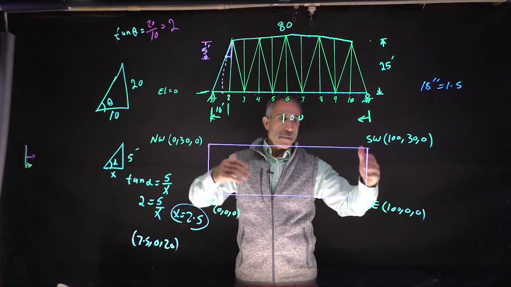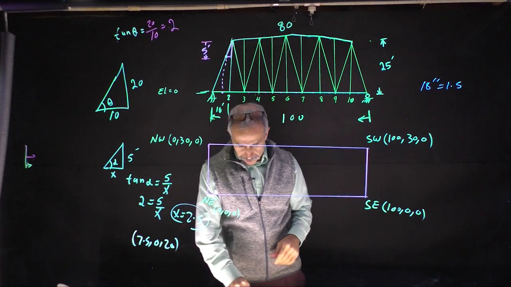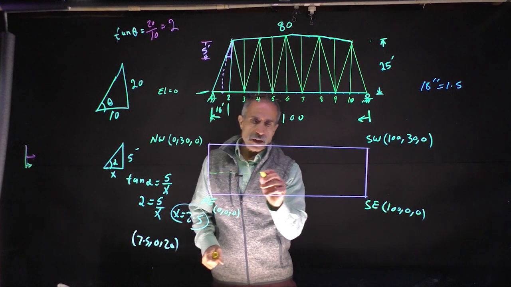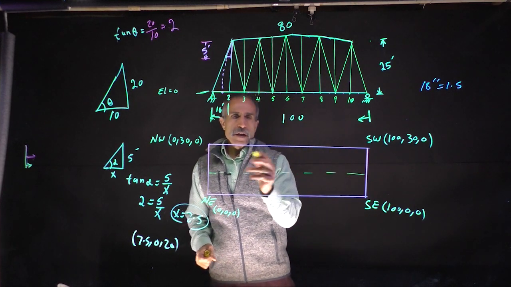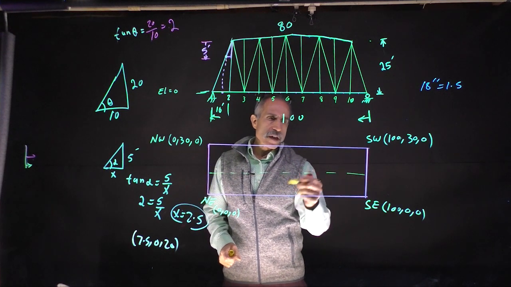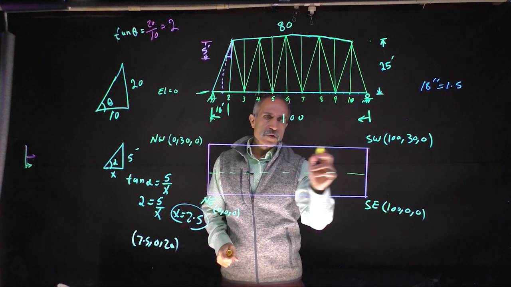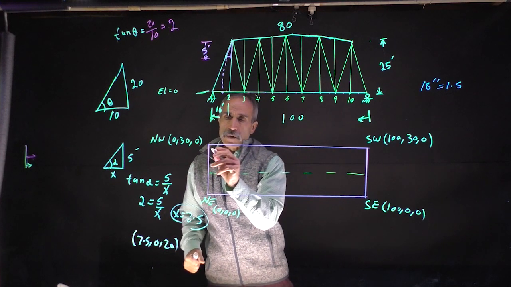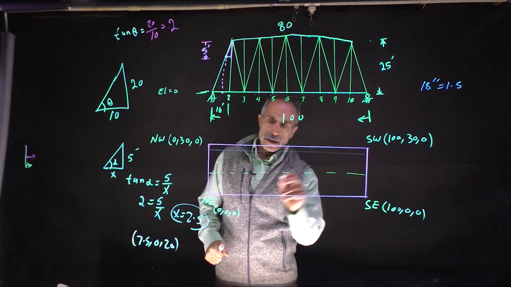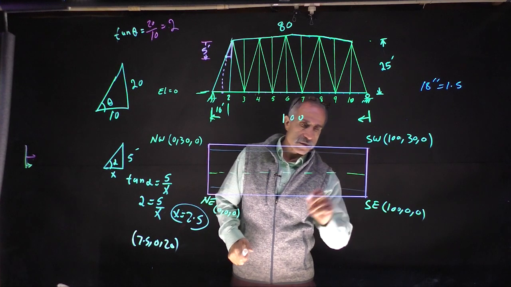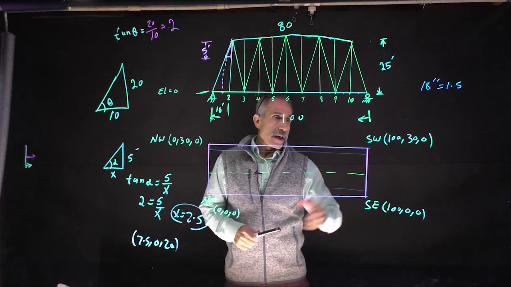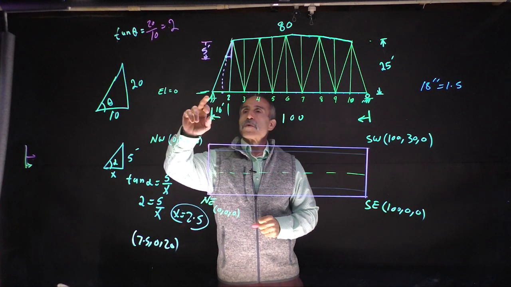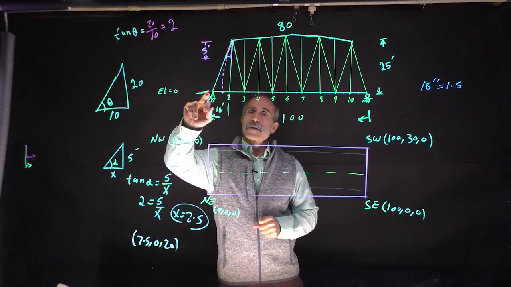So if you look from the top, this will be the center line of your roadway. You're going to have two 12-foot lanes plus some shoulder. If you had to draw a white line, it would be right here. And this is the surface of your bridge deck, and that's 30 feet.